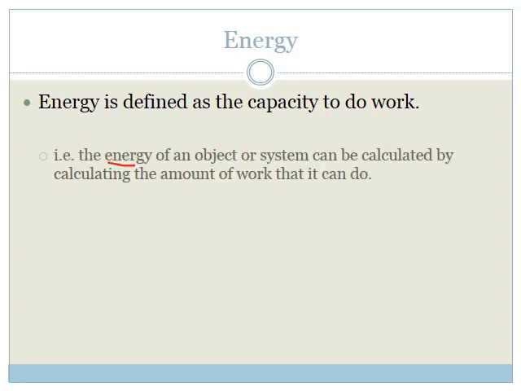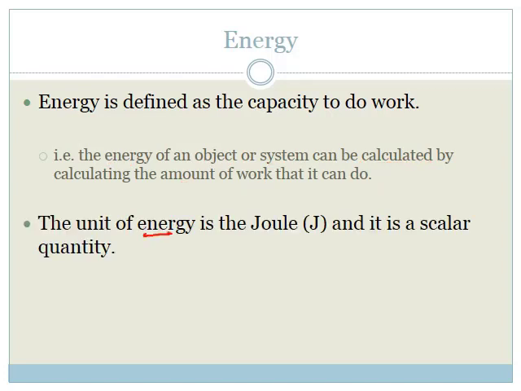In other words, the energy of an object or system can be calculated by calculating the amount of work that it can do. So if we know how much work something can do, then we know how much energy it had. The unit of energy is the joule, and it is a scalar quantity.